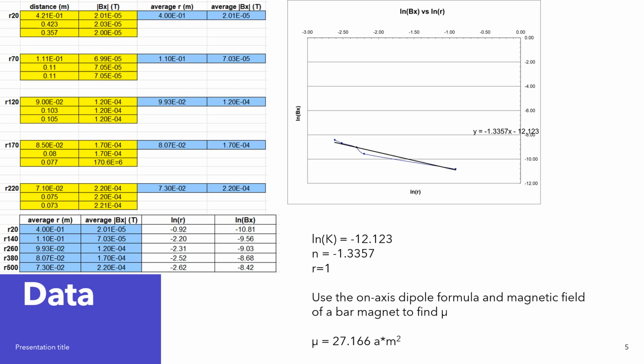But here are the results all laid out. I'm not going to go into depth on each of them, but all you need to know is that the equation on the line of best fit curve corresponds to the distance dependency relationship from earlier. We can see what ln of k equals, meaning that k itself is equal to e to the negative 12.123 power. We can derive n from here, and r we're going to set equal to 1, r being essentially arbitrary for now. Then we can use this to determine the value of mu, being 27.166 amps per meter squared, or amp centimeter squared. Basically we just set the on-axis dipole formula equal to the magnetic field of a bar magnet to find mu.